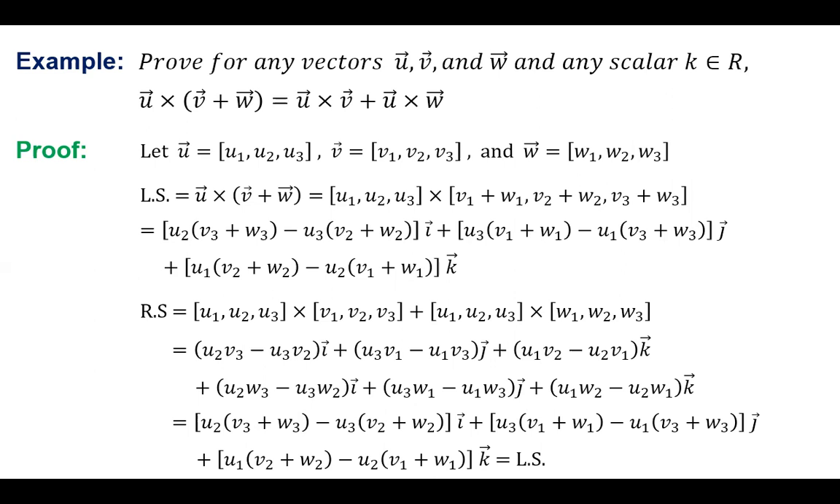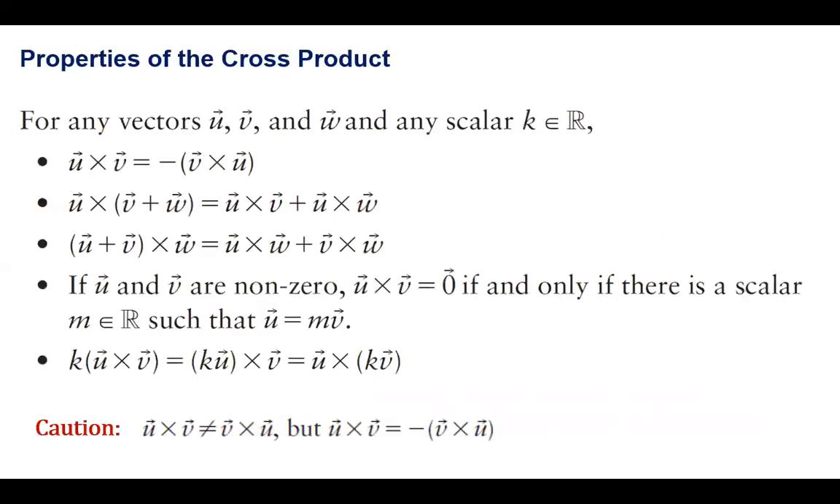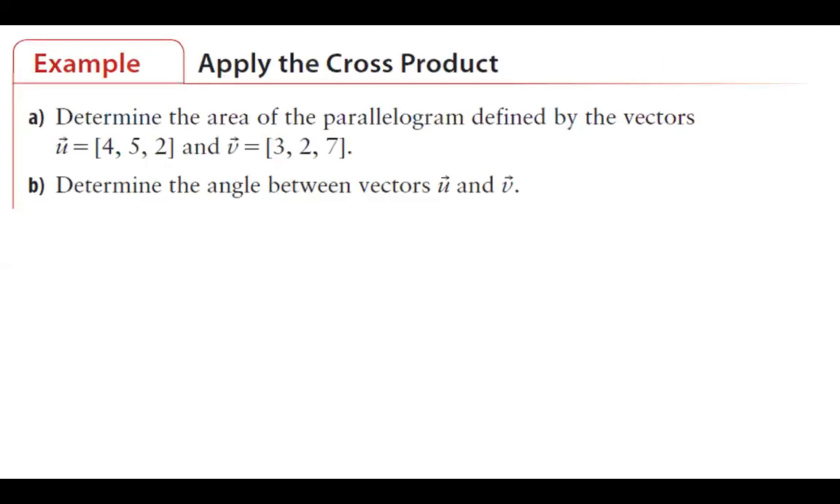So the component in the x direction is u2 times (v3 plus w3) minus u3 times (v2 plus w2). The component in the y direction is u3 times (v1 plus w1) minus u1 times (v3 plus w3). And the component in the z direction is u1 times (v2 plus w2) minus u2 times (v1 plus w1), which is exactly the same as the left side, right? Therefore, we have proved the original statement. Okay, do you have any questions? Like I said, you can also try to prove the other properties by yourself using the Cartesian form of vectors, okay? All right, if you don't have any questions, let's consider another example here.